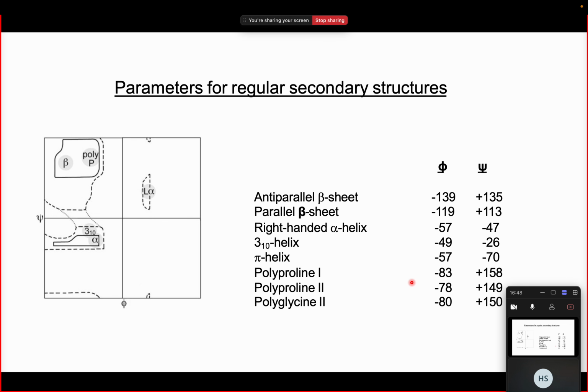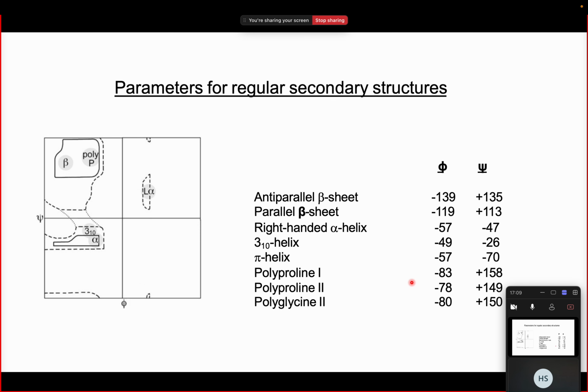3-10 helix, because we have only discussed the alpha helix because they are the major type of secondary structure, but they are not the only type of helix which are present. There are different types of helix like 3-10 helix or pi helix. Okay, so in 3-10 helix, the phi and psi values are minus 49 and minus 26.